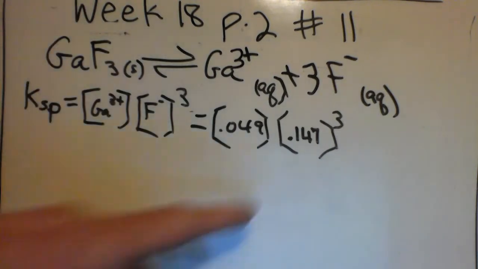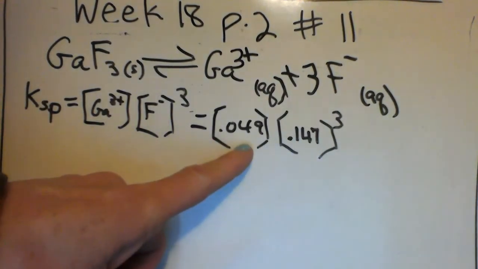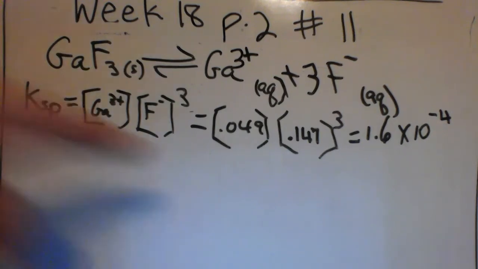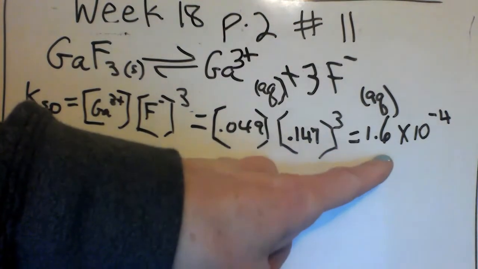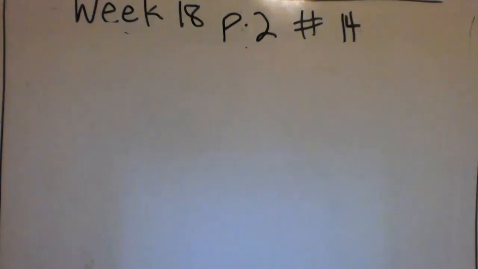So in order to figure this out, we're going to cube this number, then we're going to multiply it by 0.04. Notice that in the problem, the number given to us, 0.049, has 2 significant digits, so I rounded my answer to 2 significant digits. This is Week 18, page 2, number 14.